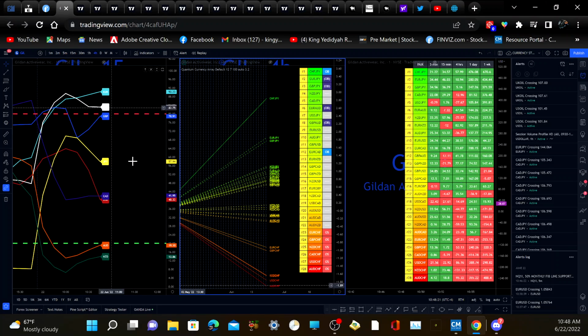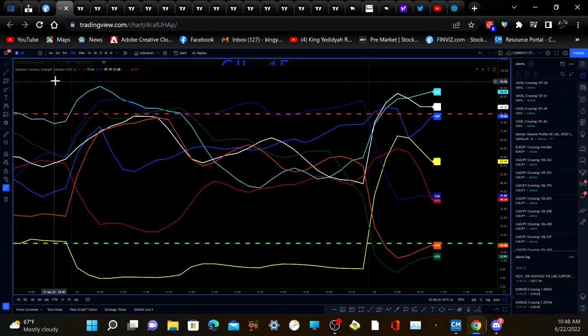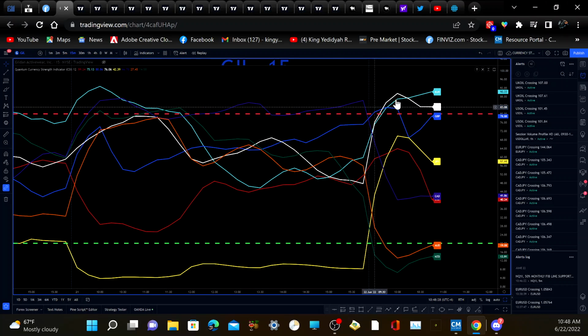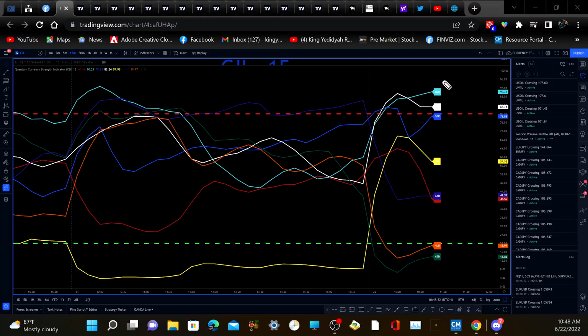And let me make sure that's correct. Right, so using my quantum strength indicator, you can see that the euro is all the way up at the above oversold, and the US dollar is somewhere in the middle right here. That's the red line, right? So that's the trade I took. It's the Euro USD. It's a buy entry.